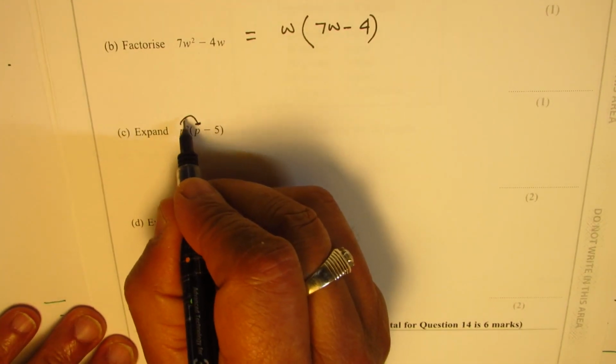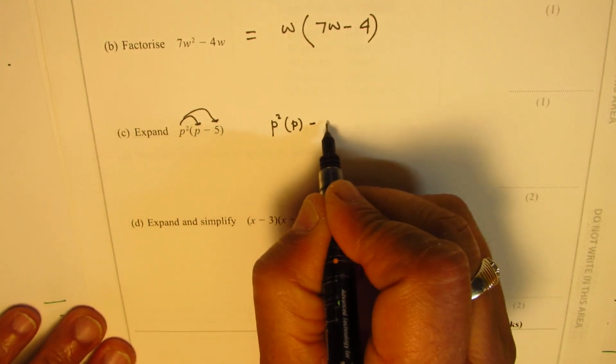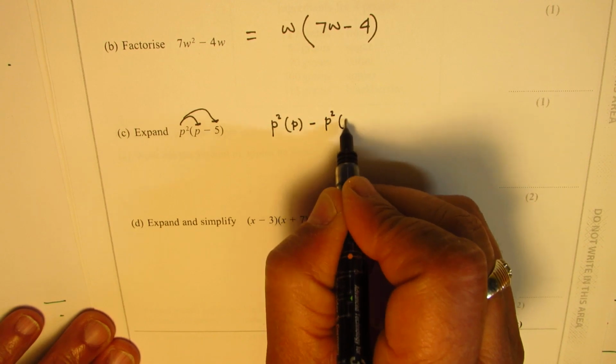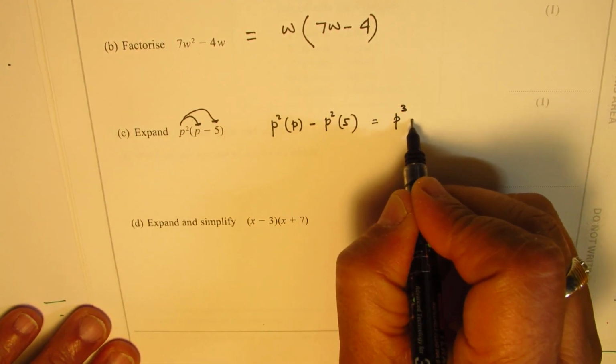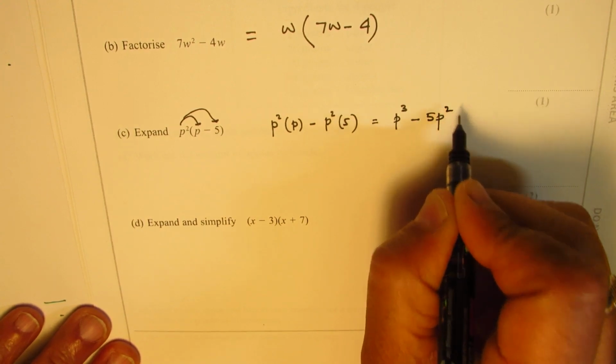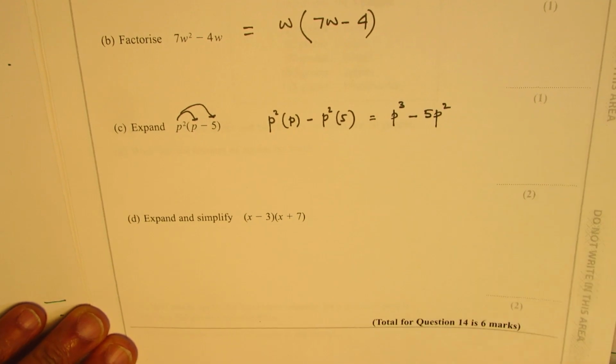So when you expand, you need to multiply with both. So we get p squared times p minus p squared times 5. So what you get here is equal to p cubed minus 5p squared. Now it is a good practice to write numbers before the variables.